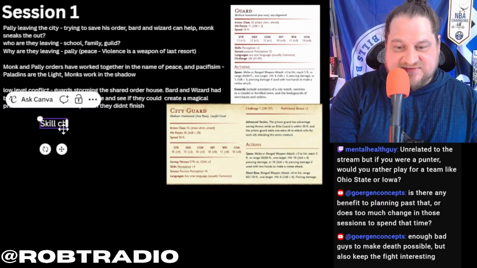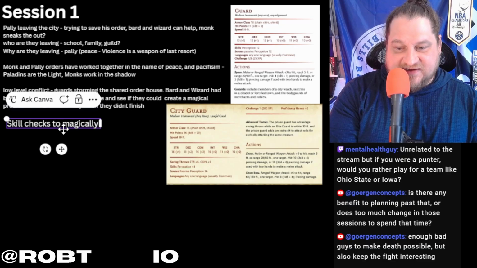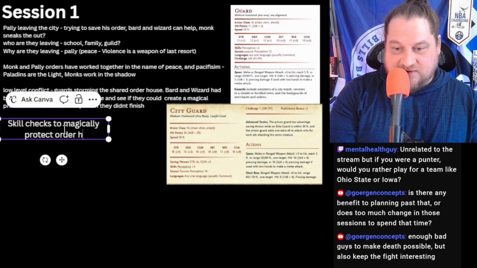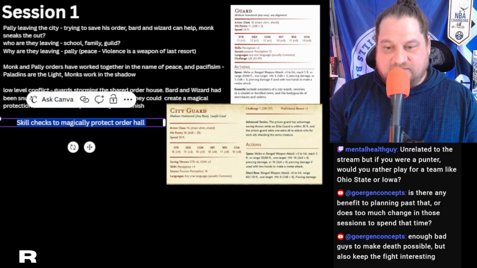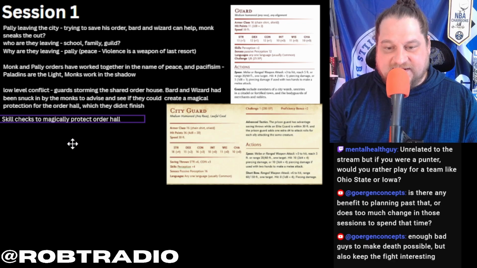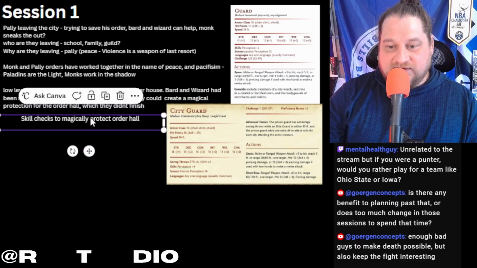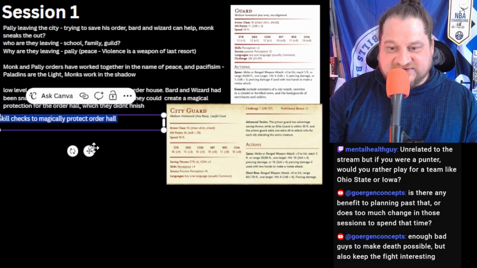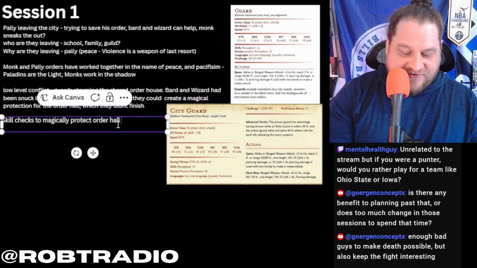Skill checks to magically protect the order hall. And I think the idea here would be the enemy of my enemy is my friend. And so the new leader clearly doesn't like magic, doesn't know it. So maybe they can use magic to protect themselves.